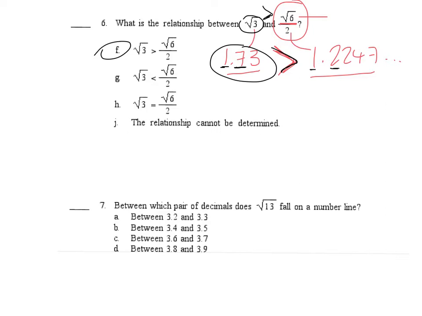Number 7, between which pair of decimals does the square root of 13 fall? The square root of 13, I would actually have to solve that by typing that in my calculator and figuring out what that is. And it is 3.6, and actually I think it kind of has some more numbers after that. So I'm just going to double check.